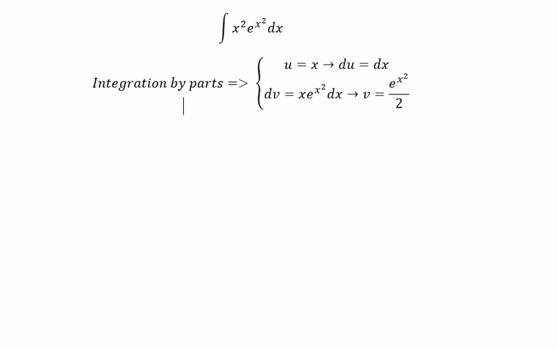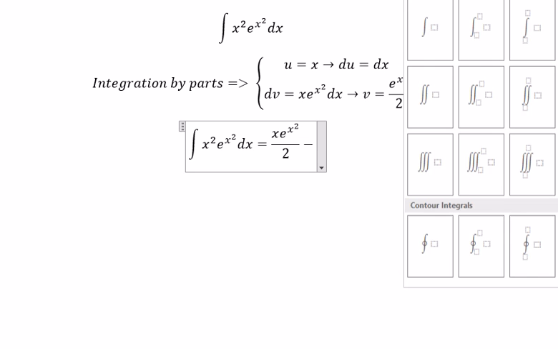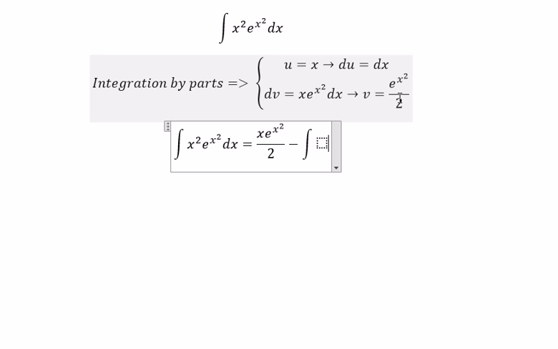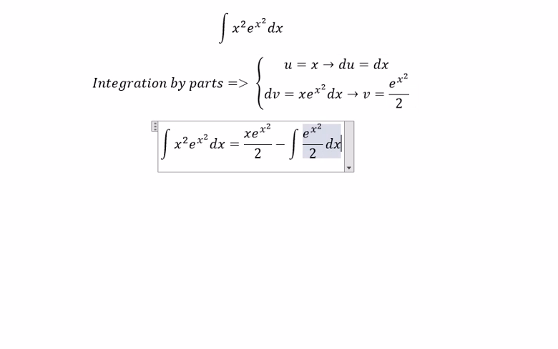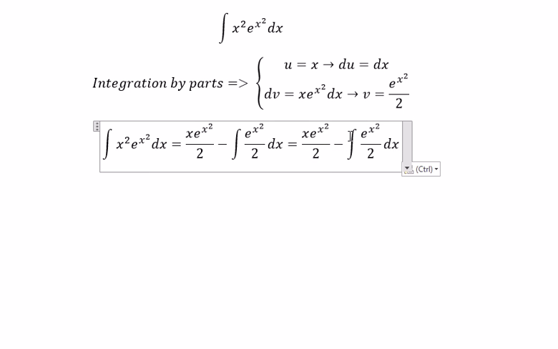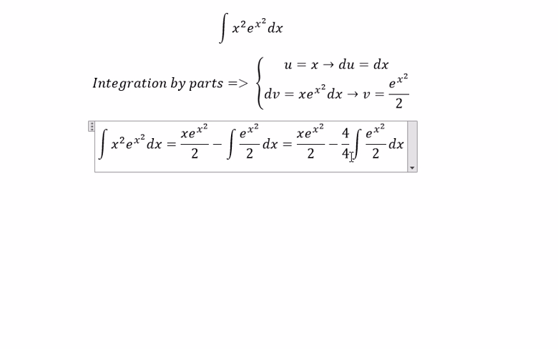And now u multiplied with v, so you get x multiplied with e to the power of x squared over 2. We have the negative in here. This one multiplied with this one. Next, we multiply with number 4 over 4, and then we have the square root of e in here.